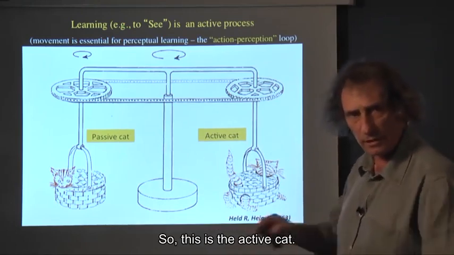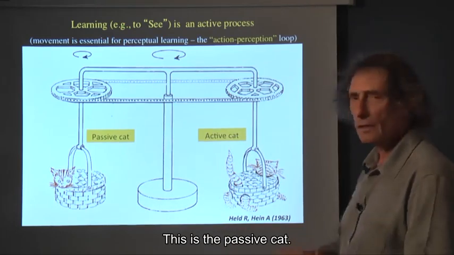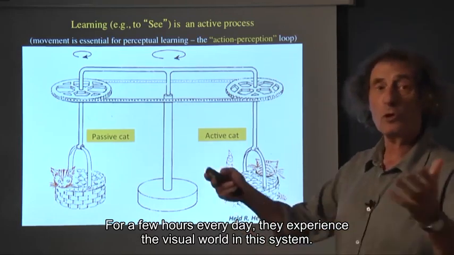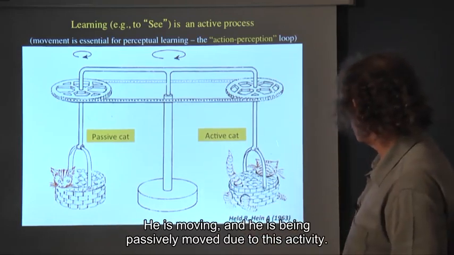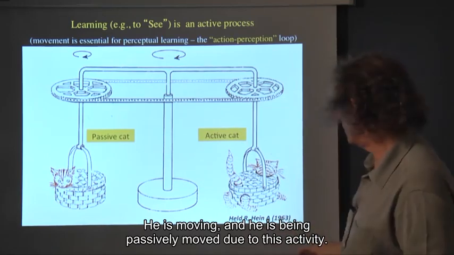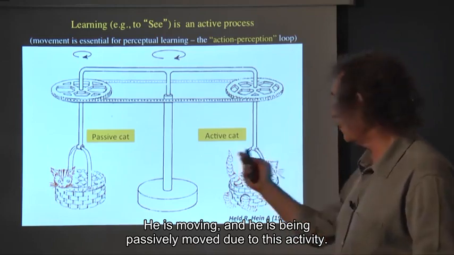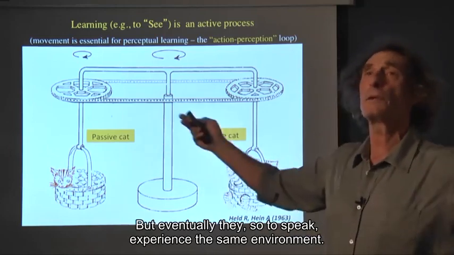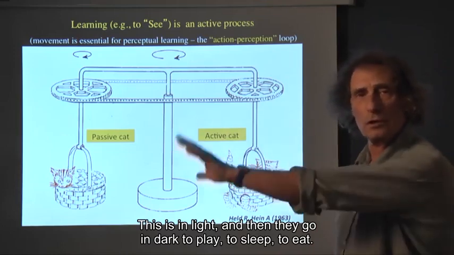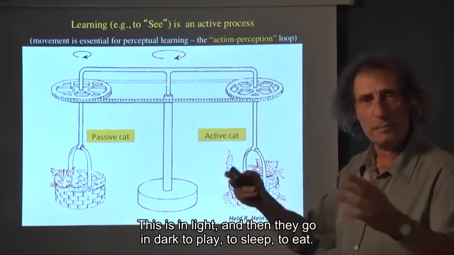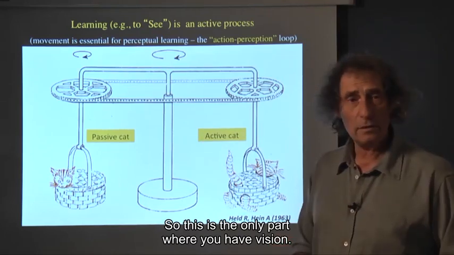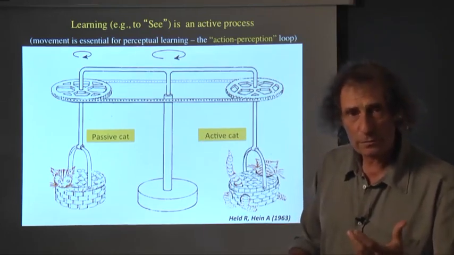So this is the active cat. This is the passive cat. For a few hours every day, they experience the visual world in this system. He is moving and he is being passively moved due to this activity. But eventually, they experience the same environment. This is in light. And then they go in the dark to play, to sleep, to eat. So this is the only part where you have vision.